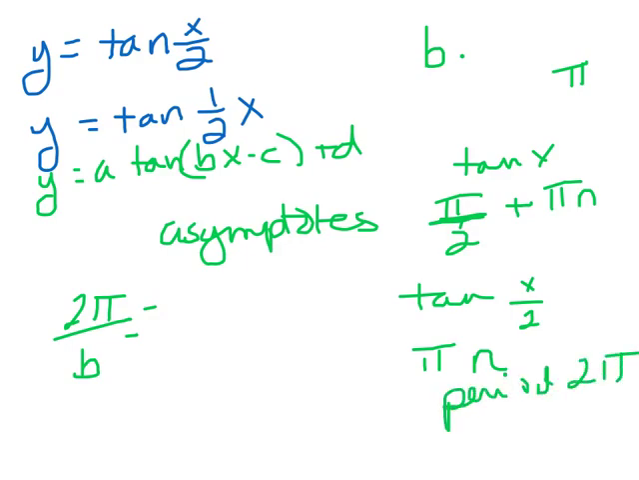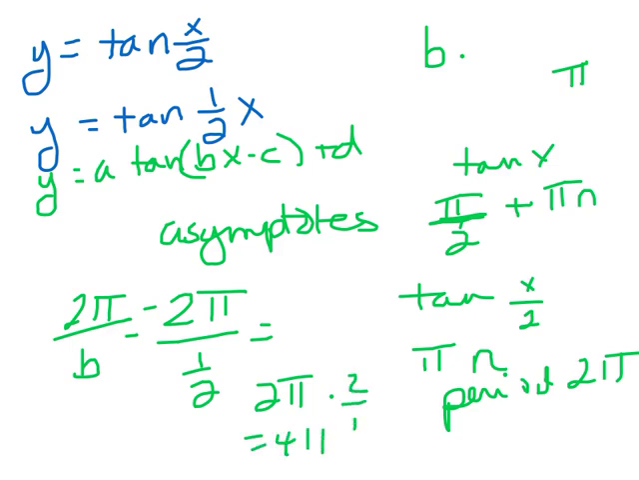So let's see, does it still work? 2 pi over b. 2 pi over 1/2 would be 2 pi times 2 over 1, which would be 4 pi. That's not right anymore, is it? So what is our equation here? I wonder if it's pi divided by b. Let's see if that works. Pi divided by 1/2 would be 2 pi.